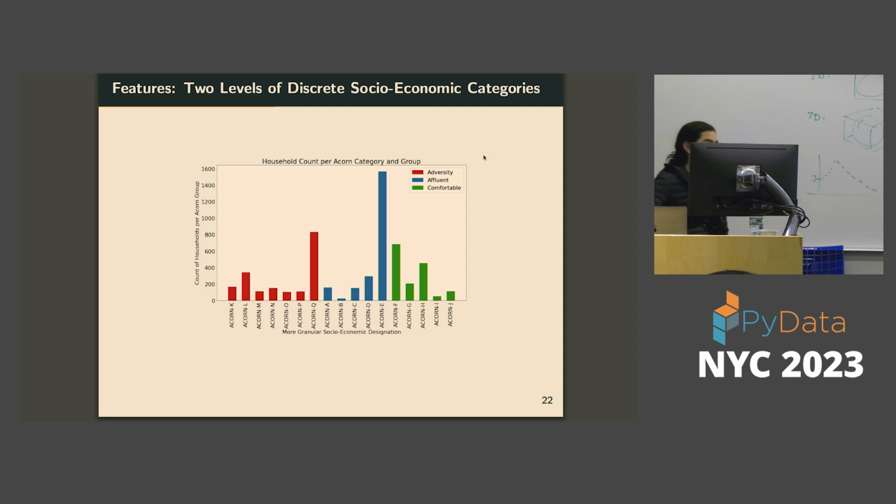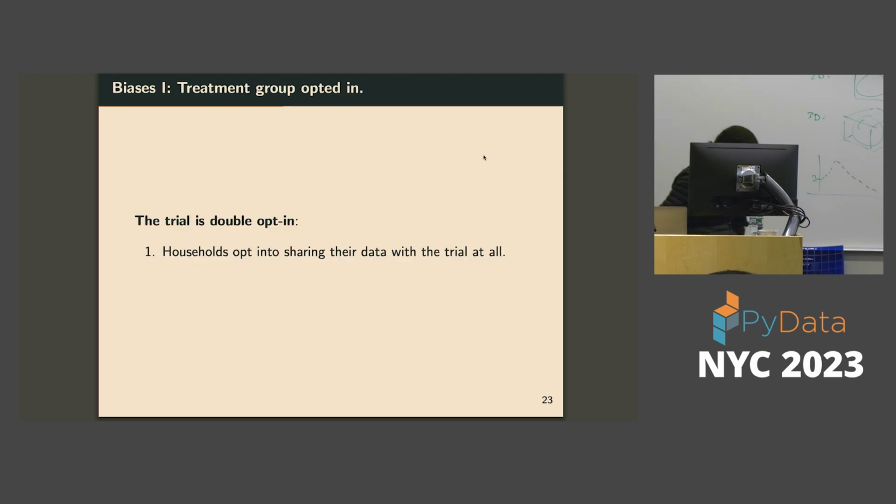So this is the distribution. Over on the x-axis, you see the more granular version, and then the colors designate the less granular version. So you have adversity groups, affluent groups, and comfortable groups. Okay, so let's try to understand our trial a bit more.